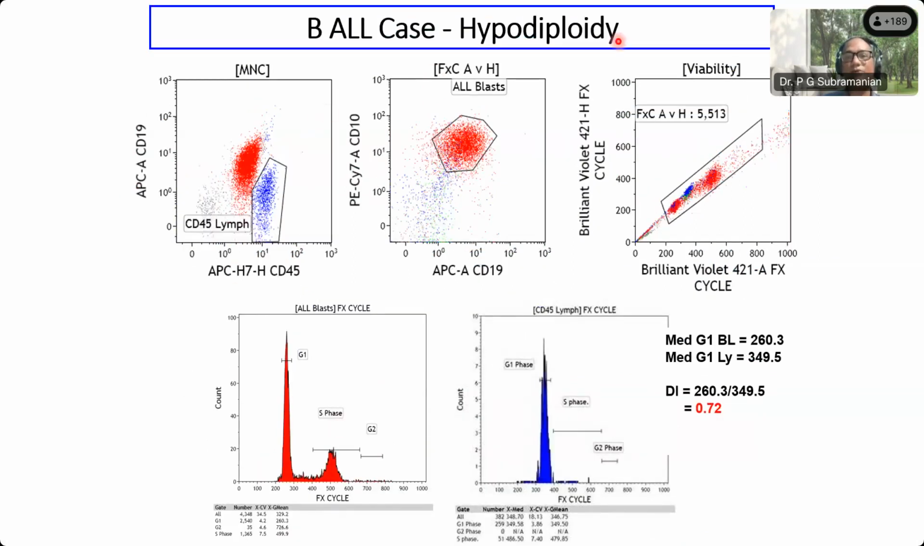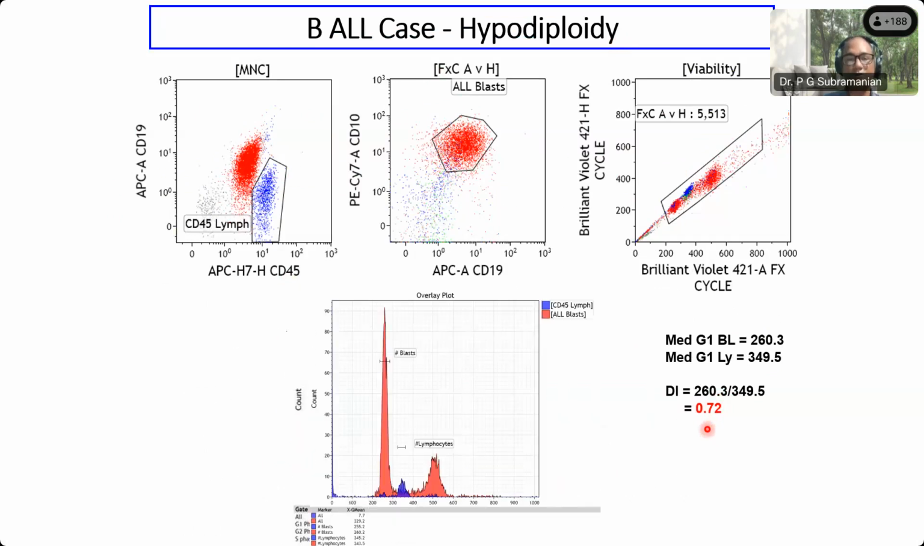Similarly, for a hypodiploid, you see here the ploidy is 0.72. So this is your lymphocyte peak, and your blast peak is left of the lymphocyte peak. Left means it is showing less DNA than the normal lymphocyte. So less DNA means fewer chromosomes. That means it is hypodiploid.